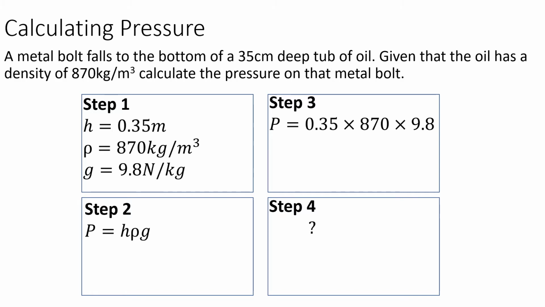Next, a metal bolt falls to the bottom of a 35 centimeter deep tub of oil. Given that the oil has a density of 870 kilograms per meter cubed, calculate the pressure on that metal bolt. So step 1, write down what we've got. Now notice it said 35 centimeters, and so I need to convert that to meters, the SI units. So that is 0.35 meters. Rho is 870 kilograms per meter cubed, and g is 9.8 newtons per kilogram. So we write down our equation in step 2. We substitute in those numbers in step 3, and it's your job to copy this all down and then complete step 4.